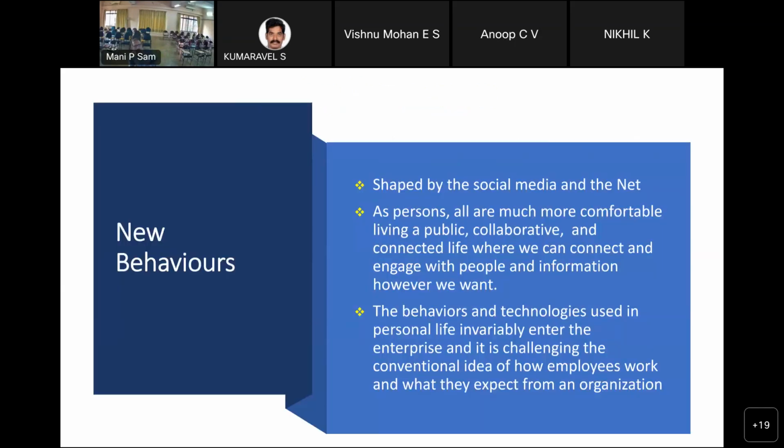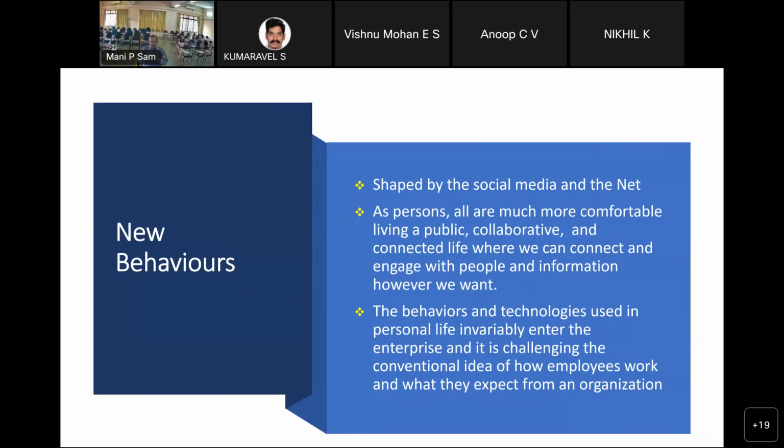So let us get into the new behaviors. Why is it different? I'm just taking a shift. The new behaviors are, one, our behaviors, our customers' or suppliers' behavior, everybody's behavior is shaped by social media and the net. We are in a connected world. All of us are very comfortable in being in a public, collaborative, and connected life. This may be one reason why owning your own assets may not be perceived to be very important.